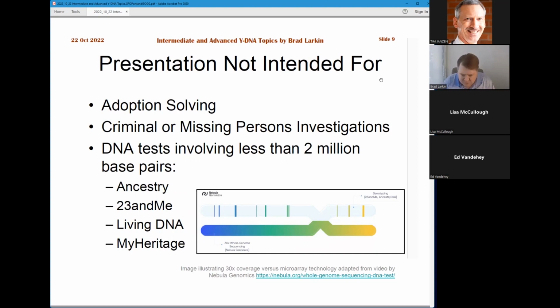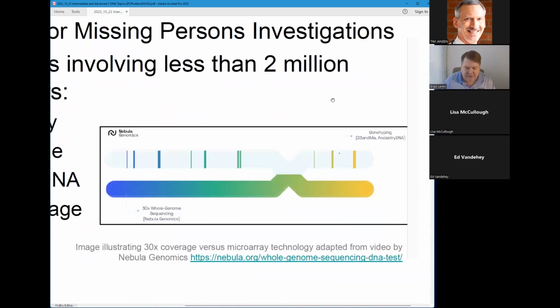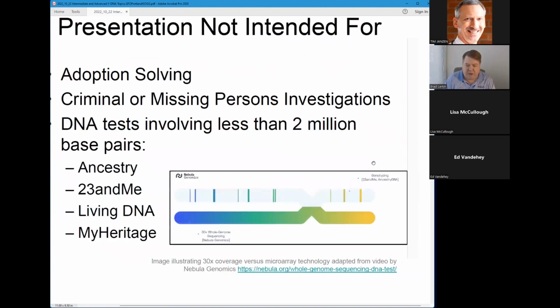This little illustration here in the bottom left, I got it from Nebula Genomics, but it shows how much more DNA is being sequenced compared to the microarray test by 23andMe and others. They're on the top. The bottom is what a whole genome sequencing test covers. So you can see it's much, much more information.